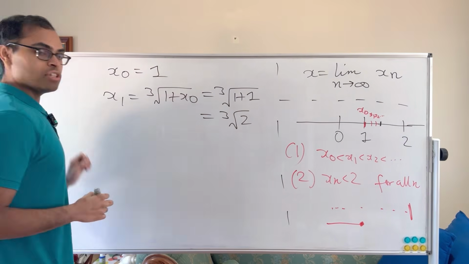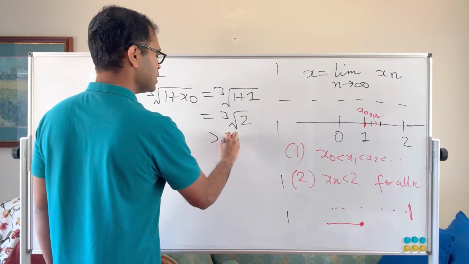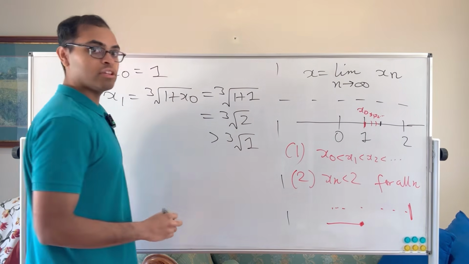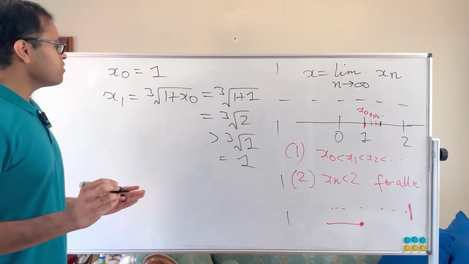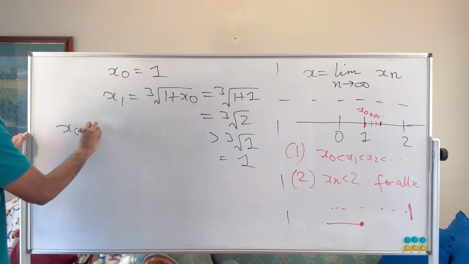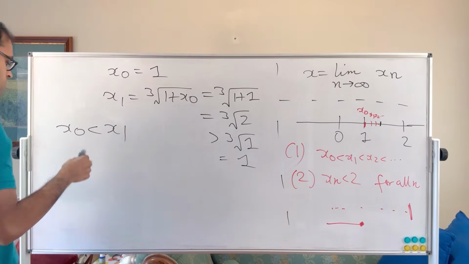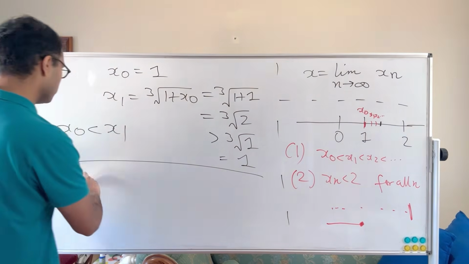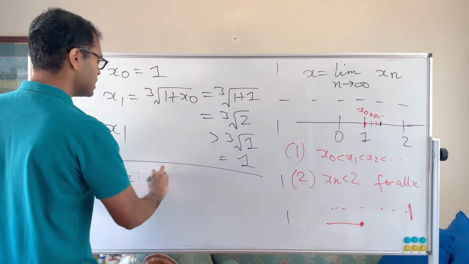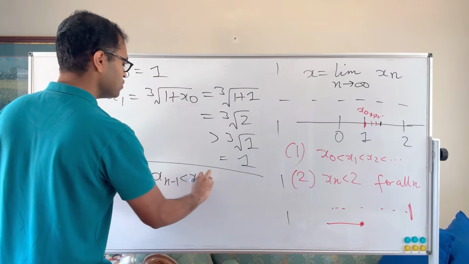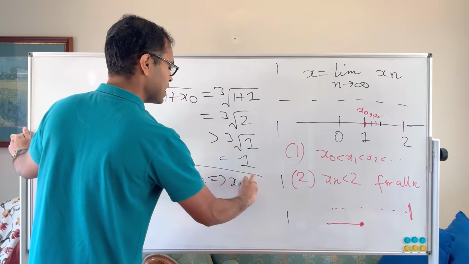Okay, so that's the cube root of 2, and that's going to be greater than 1, because I can rigorously explain that by saying cube root of 2 is greater than the cube root of 1, and that's of course equal to 1. So we've got that far. We know that x naught is less than x1. And now we're going to do again an inductive proof. Assume we have proved that xn minus 1 is less than xn. Then we're going to show that xn is less than xn plus 1.